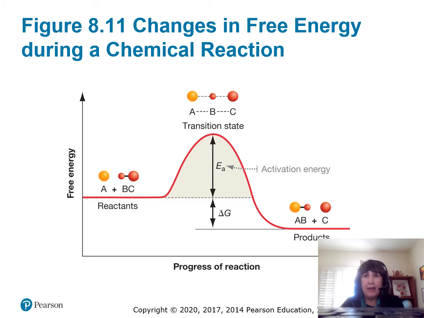It's AB plus C. So I'm looking at this and I see that the free energy of the reactants is much greater than that of the products. So is delta G negative or positive? In other words, is this a spontaneous reaction? What do you think, guys? Yeah, you're right. It is a spontaneous reaction. Delta G is negative, and so no energy was needed for this reaction.